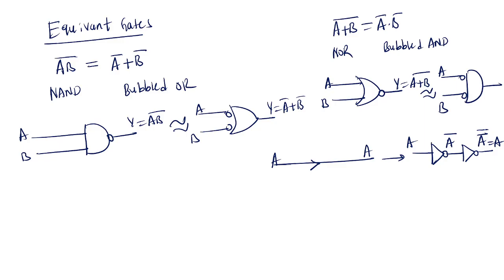A bar whole bar: the complement of a complement gives the true form. Why? Suppose you take 0 bar whole bar. 0 bar equals 1, and 1 bar equals 0, so you get 0. Similarly, 1 bar whole bar: 1 bar is 0, and 0 bar equals 1. You get 1.